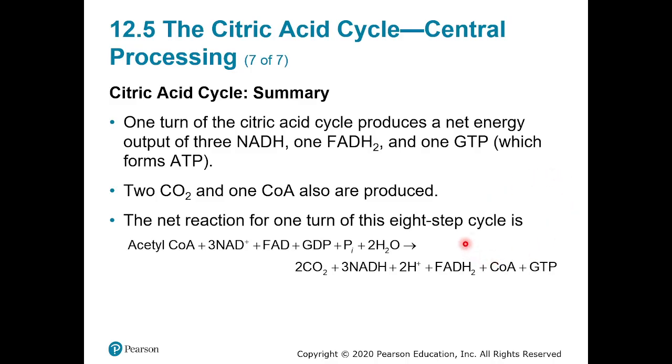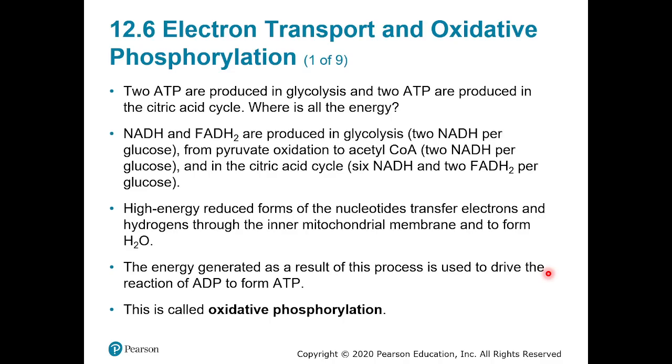Now, this is that net reaction again. We had the acetyl-CoA plus 3 NAD pluses plus an FAD, a GDP, a free phosphate, and 2 waters. They're going to give us 2 carbon dioxides, 3 NADHs, 2 H pluses, an FADH2, a coenzyme A, and a GTP. It's like a partridge in a pear tree, right? Yeah, I should get like a Gregorian chant going. Yes, best type of chant.